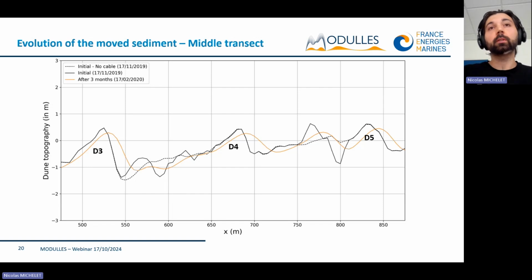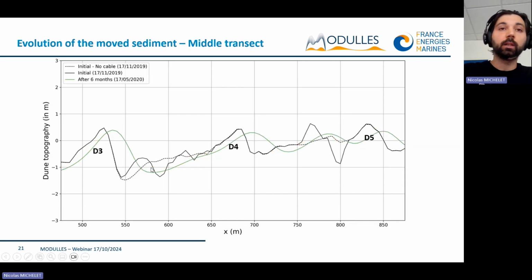After this initial period, both trenches start to behave differently. For example, when we look at the western trench, we can see that the deposit is reduced in height. And after 6 months, we can see that it has completely disappeared, and we do not see any trace of the installation work. This is because the D3 dune here has absorbed the mass of the deposit, and it results in this plain area where we have no trace of it.